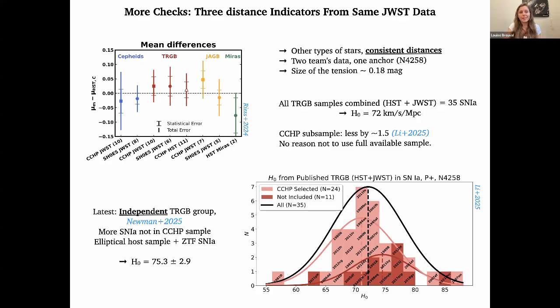And now, independently, there's another result, very recent, by another group led by Max Newman, using different supernovae, which are not in the CCHP sample. This time they focused on elliptical hosts, and they use ZTF supernovae, and they get a Hubble constant of 75 plus minus 3, which is, again, independent from SHOES or CCHP.